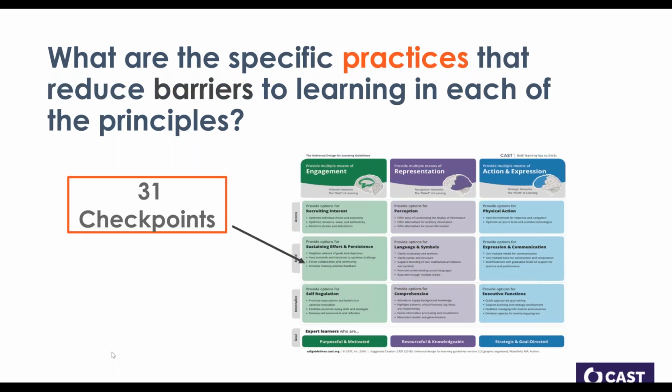So there's a 31-point checklist. So what are some specific practices that reduce barriers to learning in each principle? And those are listed there. So you can look at varying demand resources and optimize challenge to foster collaboration and community. So looking at maybe having cohort groups, language and symbols. Are you putting things in graphic organizers? Great expression of universal design.